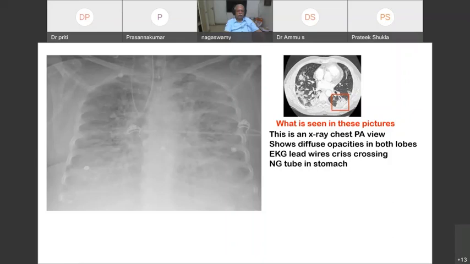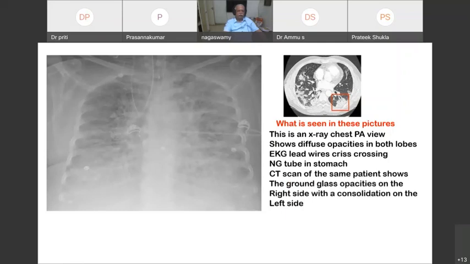This is a CT scan of the same patient. What do you see in this? The patient shows ground glass opacities on the right side. Around the ground glass opacities, there's a consolidation on the left side. This is a COVID. It will be very easy to identify a COVID.